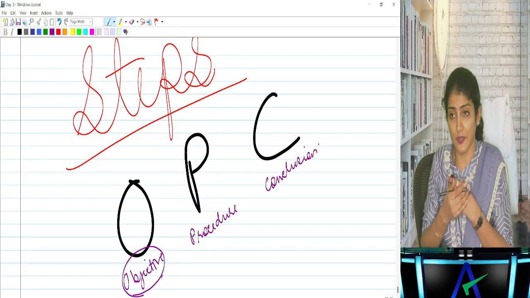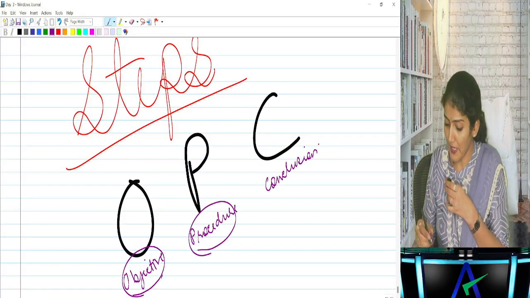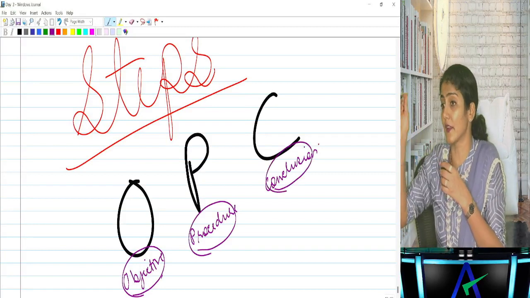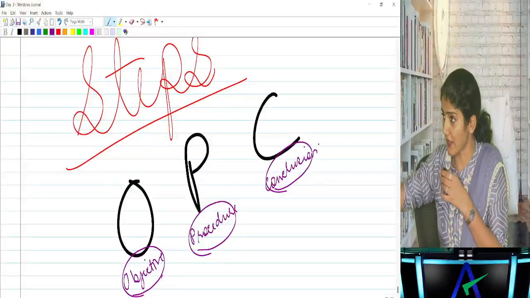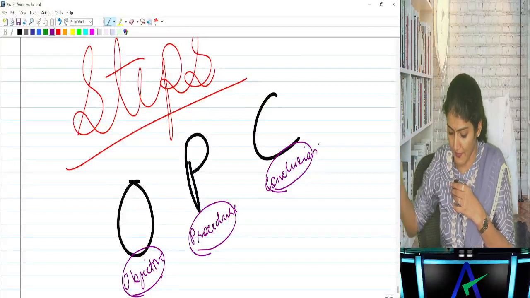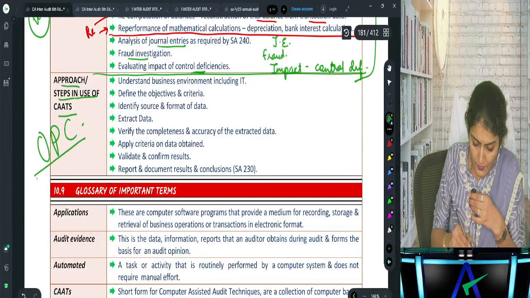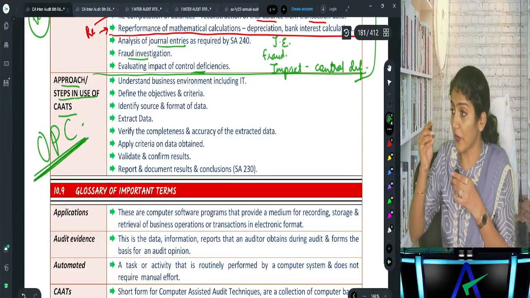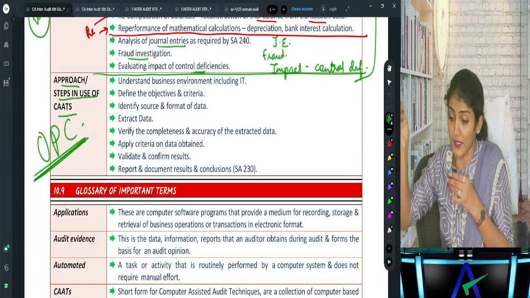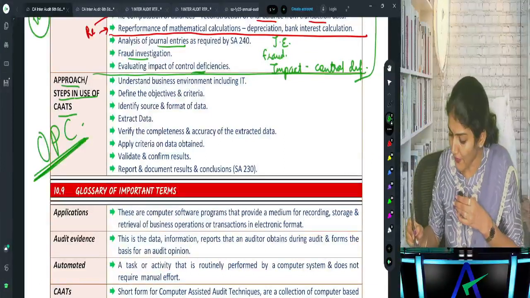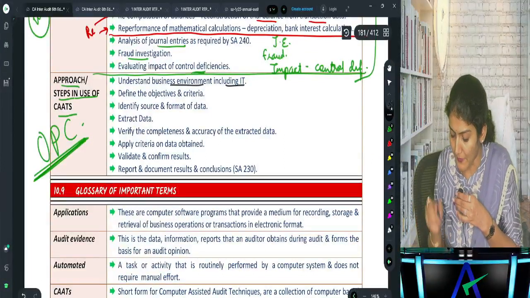Why am I doing this checking? What checking am I doing? And based on the checking, what is the conclusion? So objective, procedure, and conclusion. Now we are talking about the approach to be followed in the uses of the CATs. So we are talking about the OPC, but here before O there is one more point: understand the business environment including the IT.